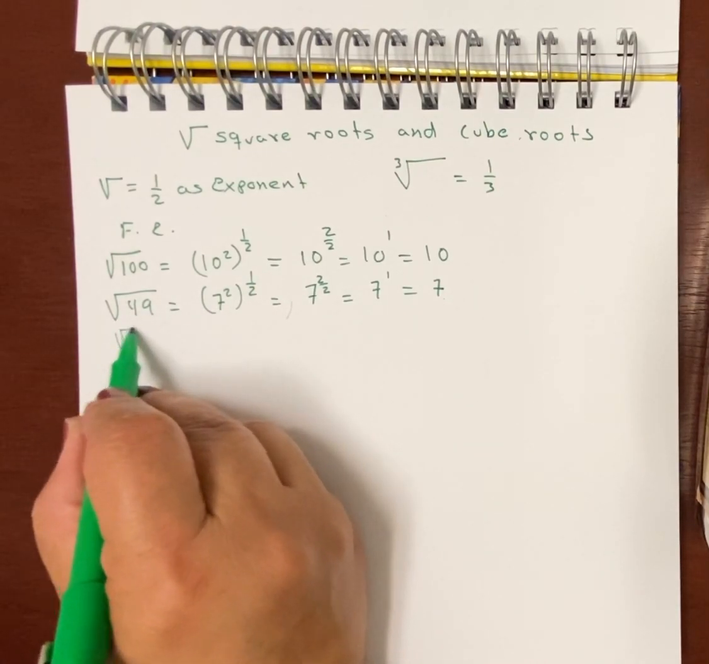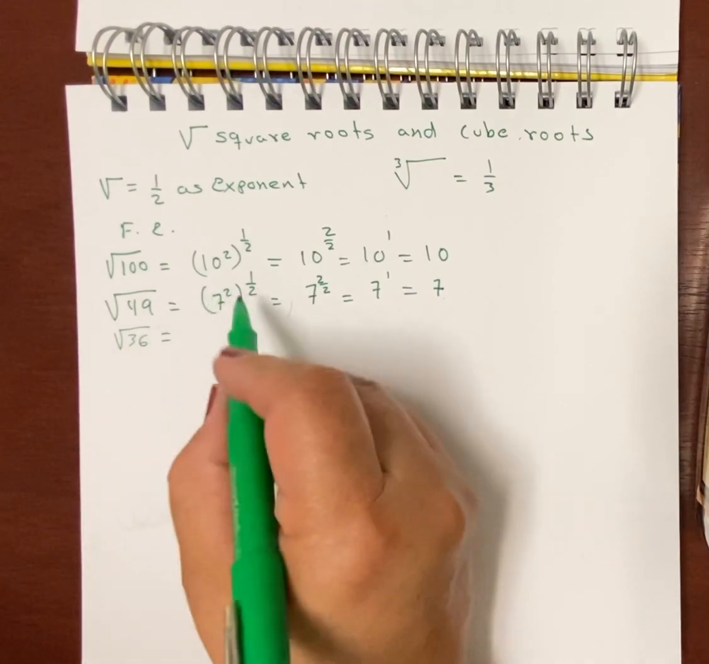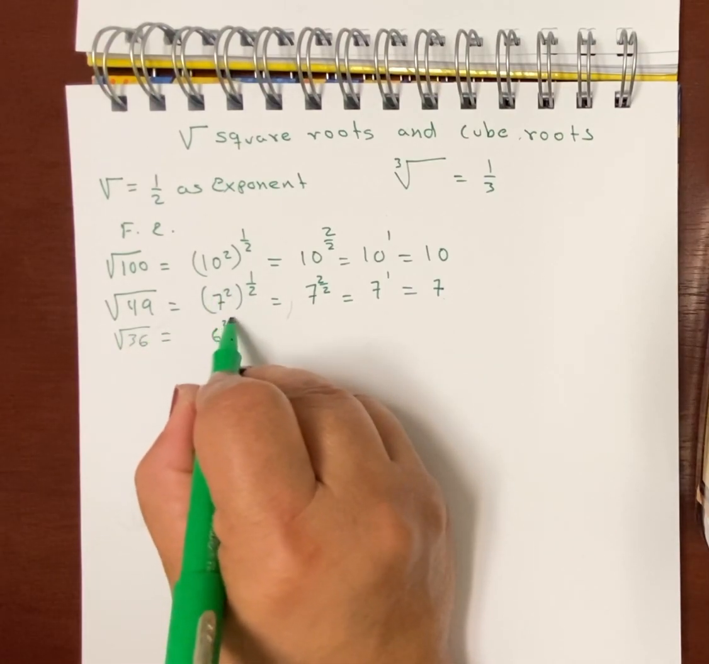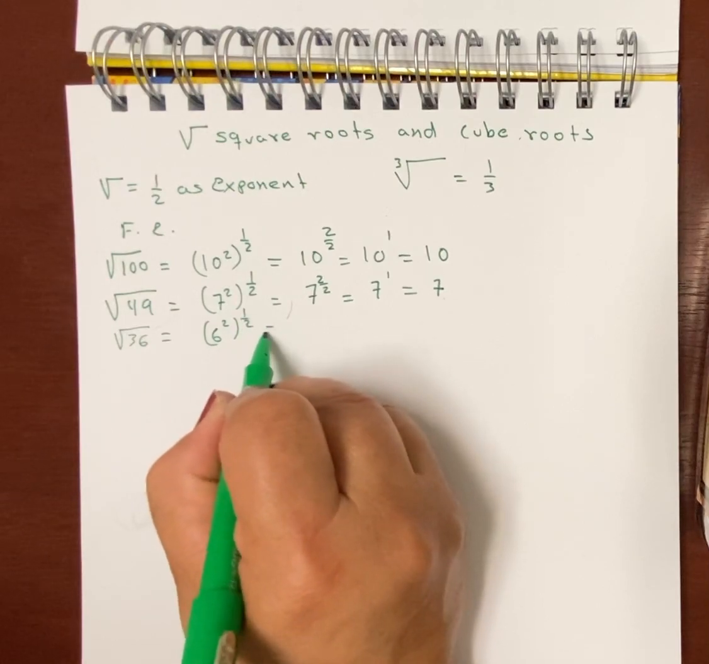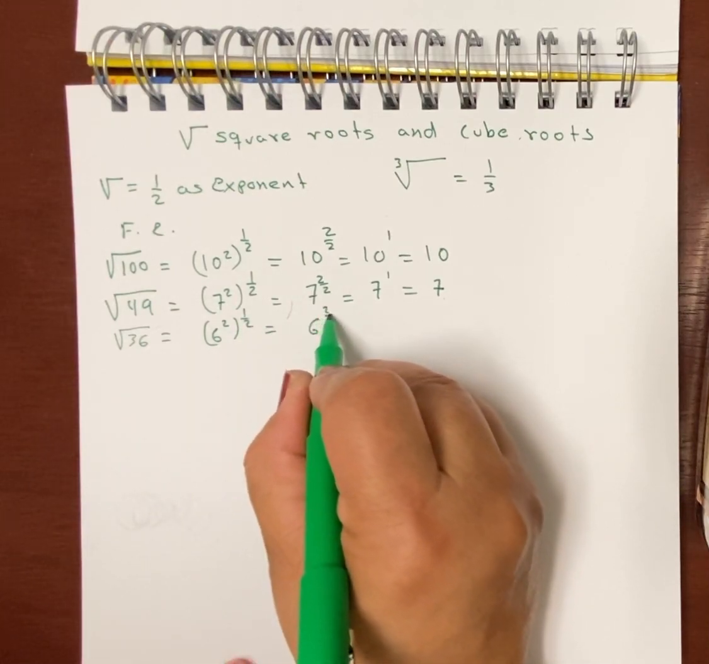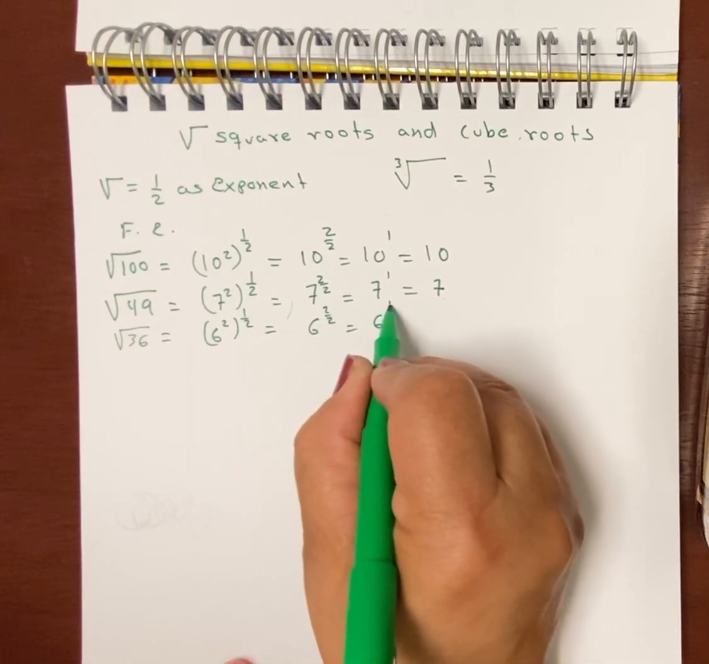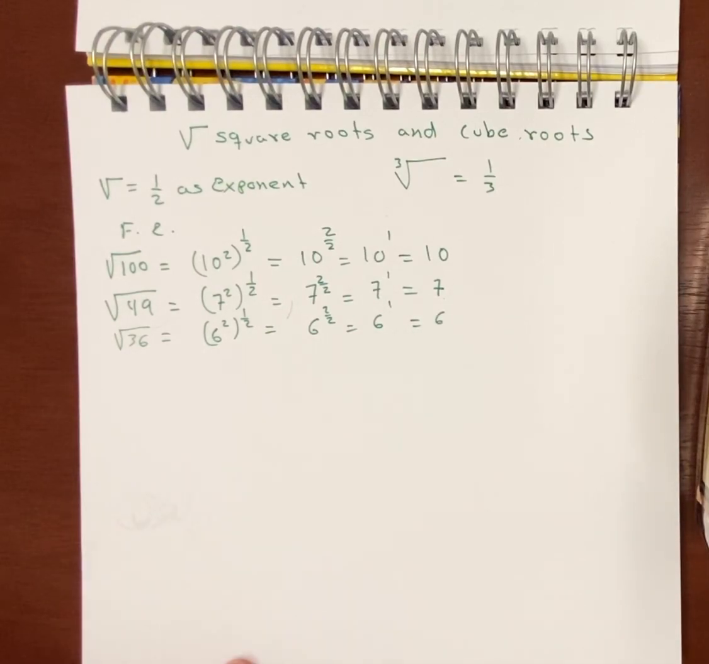If I were to have the square root of 36, this is the same thing as having 6 to the second power and then to the 1/2, which is 6 to the 2/2, which equals 6 to the 1, and 6 to the 1 is just 6.